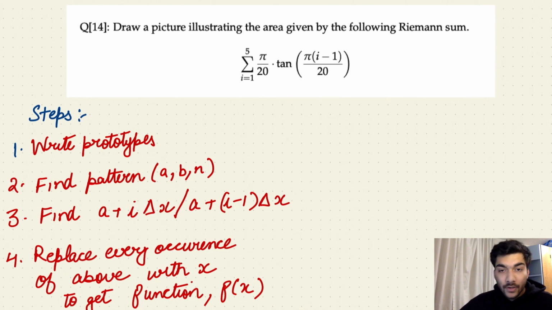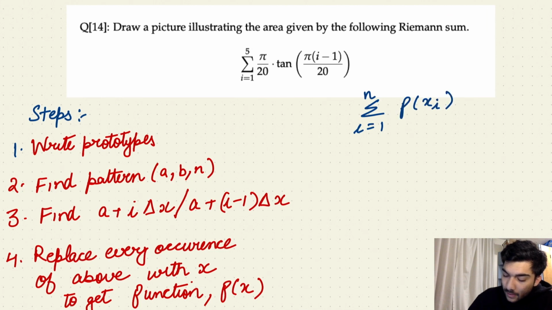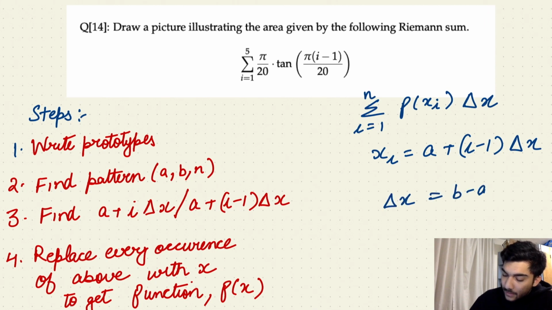So let's get started. In order to solve this question, I'll first write the prototypes of what a Riemann sum looks like, and based on the pattern of this question, I observe that I have an i minus 1 term. So it gives me an idea that it's better for me to use the expression for a left hand Riemann sum. So I'll write the prototype for a left hand Riemann sum now, which is sigma i goes from 1 to n, f(x_i) delta x, where x_i is a plus (i minus 1) delta x, and delta x is (b minus a) by n.